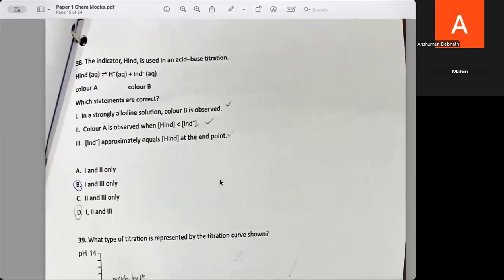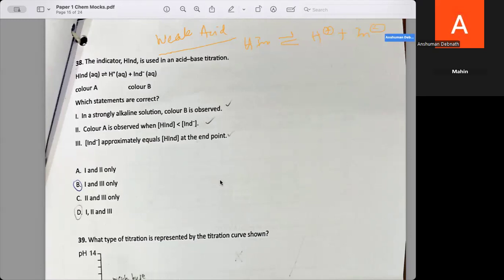So what happens over here? What's the indicator? An indicator is a species which will be having an equilibrium, right? And they themselves are weak acids. Indicators are themselves weak acids. So HIn will be in equilibrium as H plus and In minus, right?